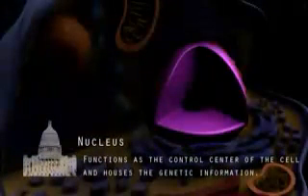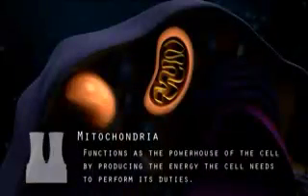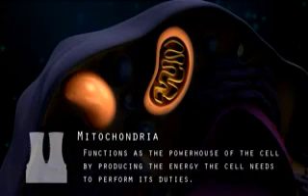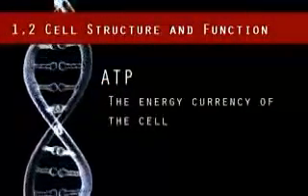The nucleus is like the Capitol building of the city because it functions as the control center of the cell and houses the genetic information or instructions for what the cell is supposed to do. The mitochondria functions as the powerhouse of the cell by producing the energy the cell needs to perform its duties. This is just like a power plant providing energy for a city to use. The energy currency of the cell is ATP.